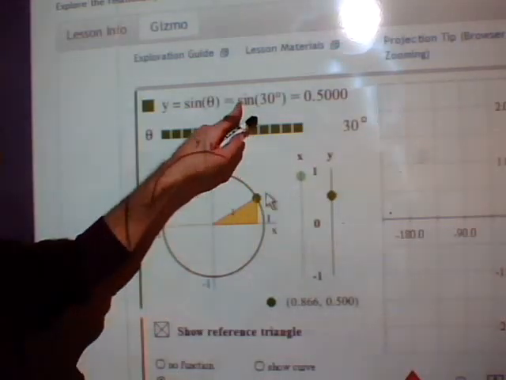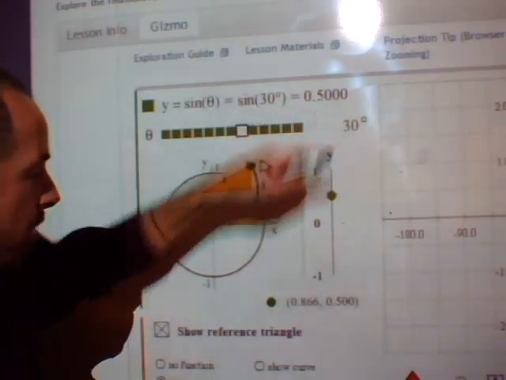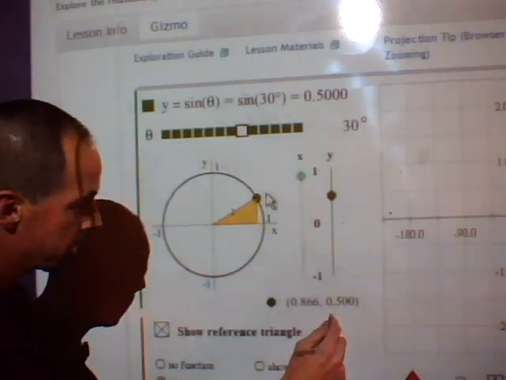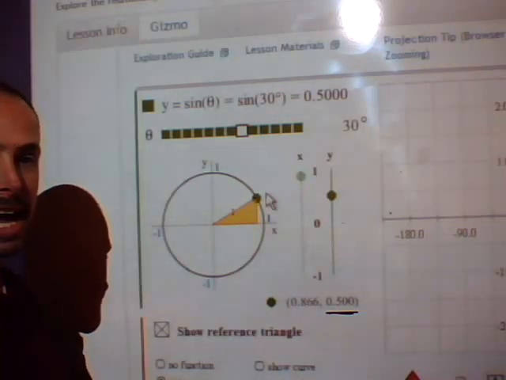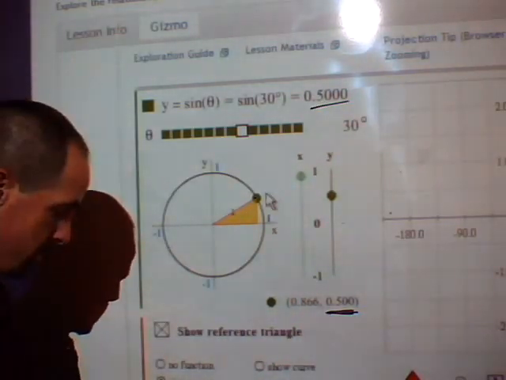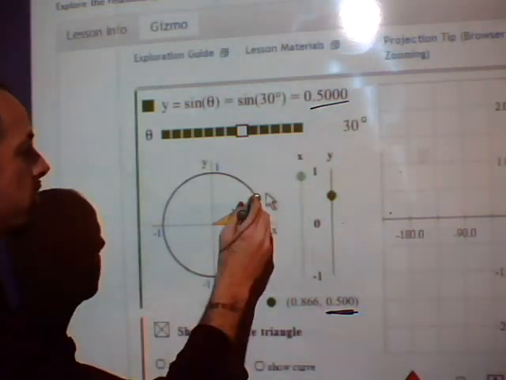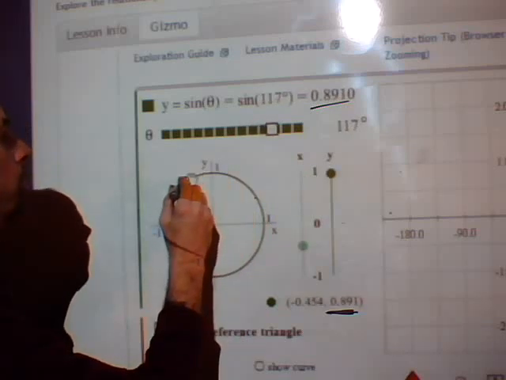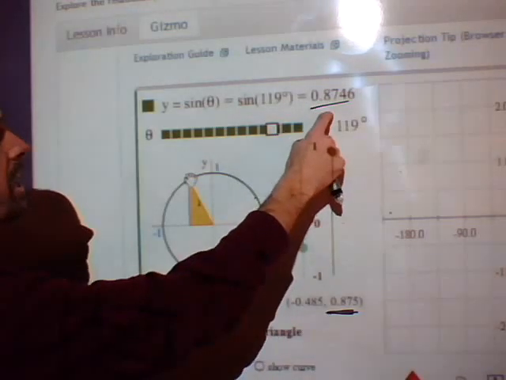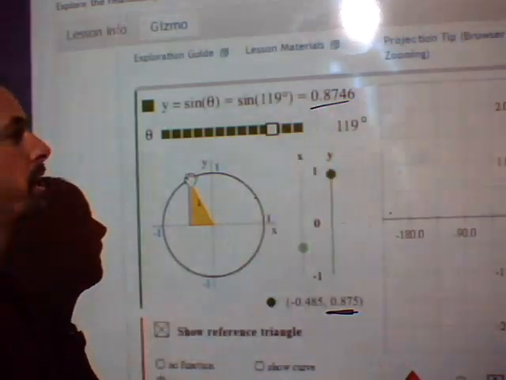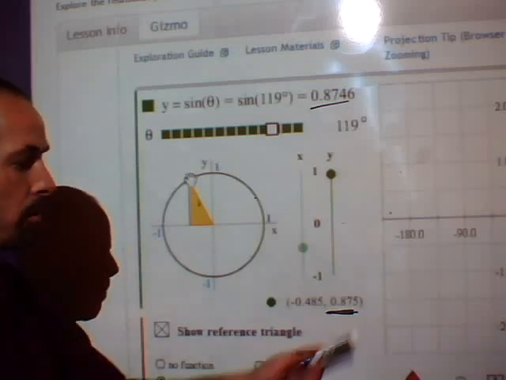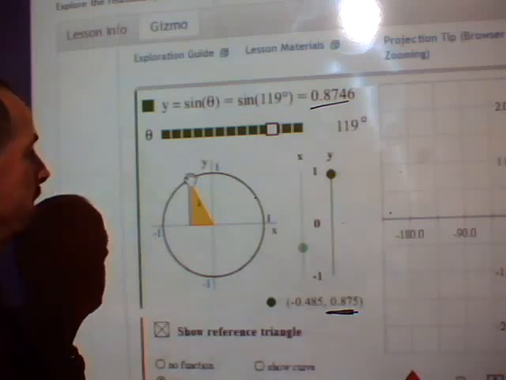You see the sine of 30 degrees is 0.5, and you'll notice this is the coordinate of this point. The y value is a half. Sine is a half. The y value is a half. If I bring this over to, I don't know, 119 degrees, you'll see the sine of 119 is 0.8746, and the y value is still 0.875, rounded to 3 decimal spots.